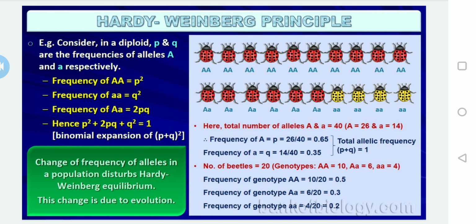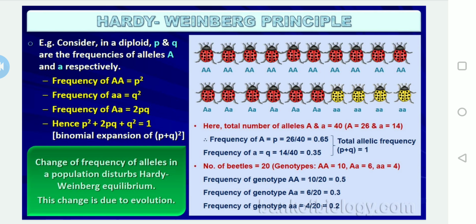a binomial expression. The general relationship between gene and genotype can be given by the algebraic equation, or binomial expression, that is p plus q whole square is equal to p square plus 2pq plus q square. Then a change of frequency of alleles in a population disturbs Hardy-Weinberg equilibrium. This change is due to evolution.